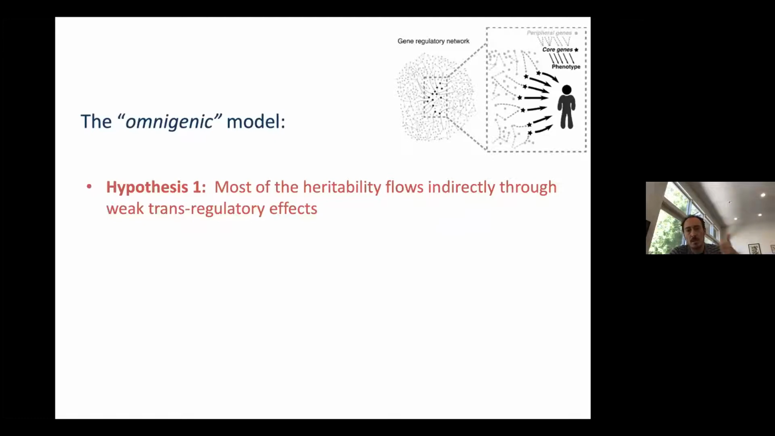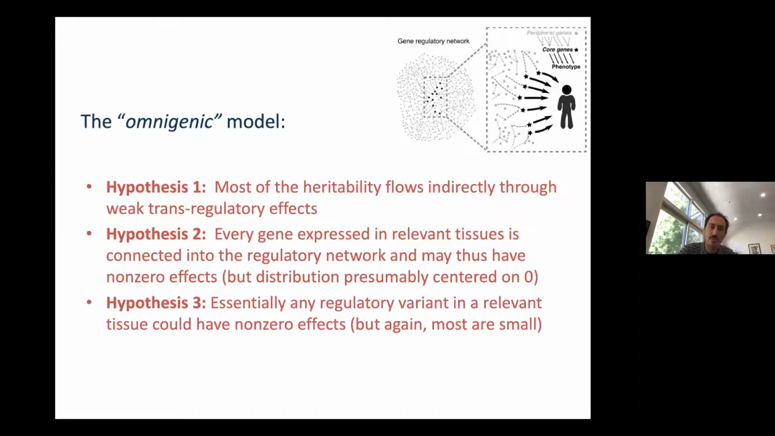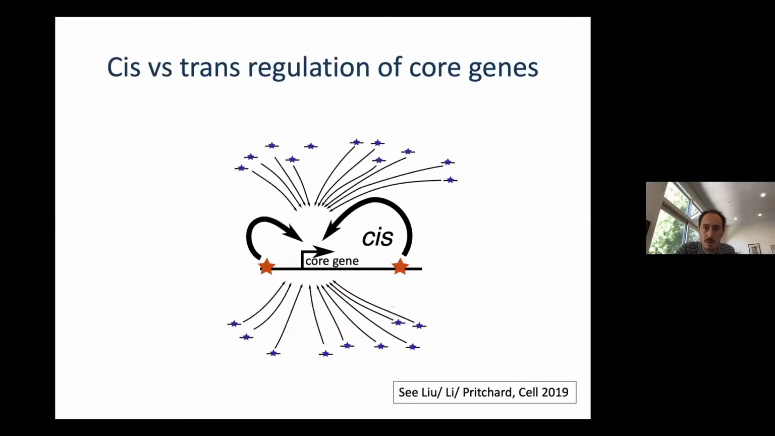First of all, that most of the heritability is flowing indirectly through weak trans-regulatory effects. Secondly, that every gene that's expressed in relevant tissues is part of these regulatory networks and thus could have non-zero effects on the trait. Although, of course, probably most of the genes do have small and near zero effects. And then thirdly, following from this, essentially any variant that's a cis-eQTL for some peripheral gene anywhere in the genome might wind up having non-zero effects on the trait. Although, of course, again, most of these are small.